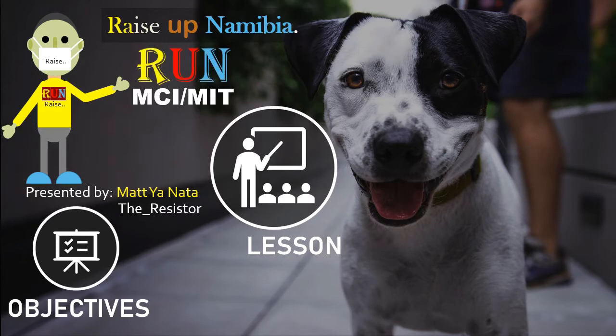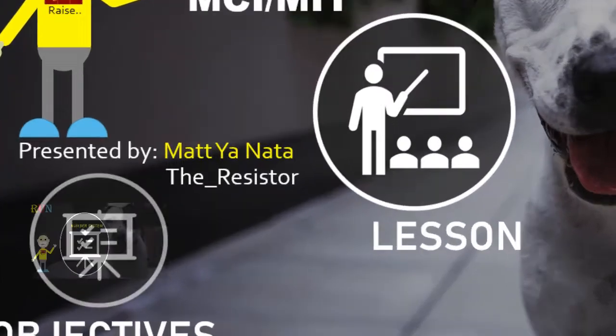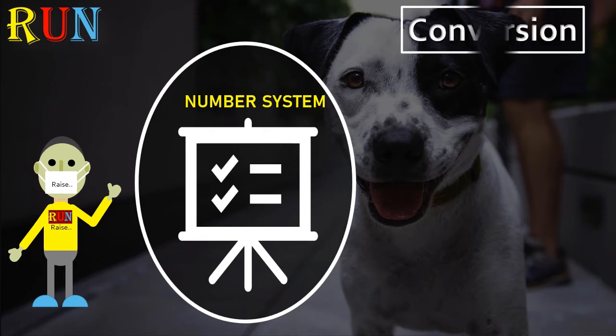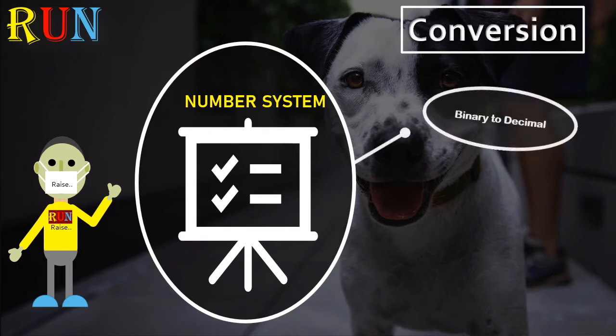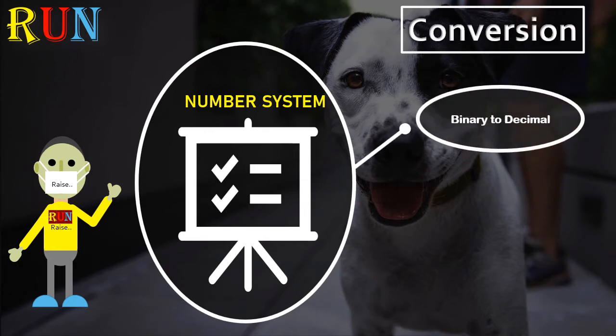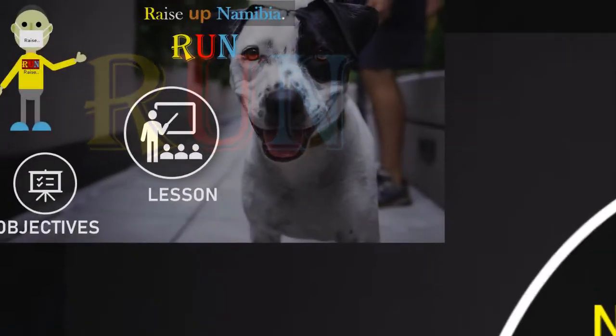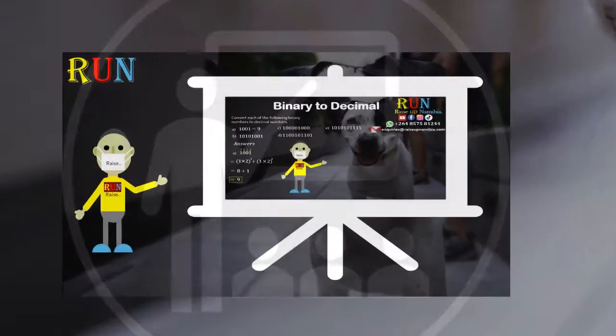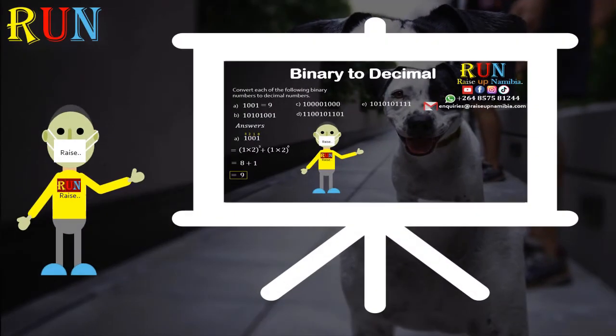So on screen, we have the objectives and the lesson. So without further ado, let's dive into the objectives. For this video, we're going to be looking at the conversion of binary to decimal numbers. Now that we are done with the objectives, let's take a look at the lesson. So get your pens and your notebooks ready.